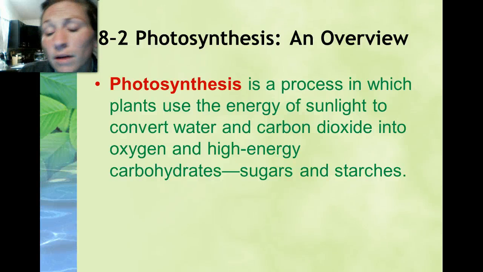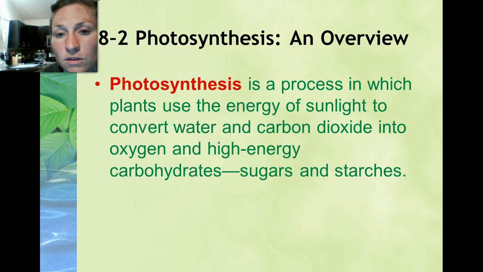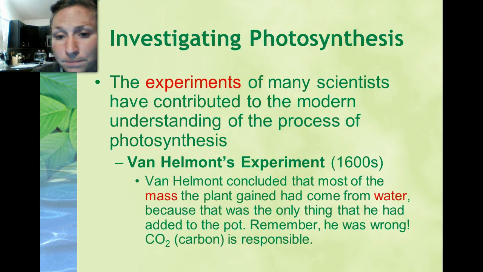Hey guys, we're going to continue our conversation over photosynthesis, and I'm going to go straight into what the definition of it actually is. It is a process in which plants use the energy of sunlight to convert water and carbon dioxide into oxygen and high-energy carbohydrates, or more commonly we know them as sugar and starches. Now, if we take a good look at the name photosynthesis, photo usually has something in reference to light, and synthesis usually means to create. So photosynthesis, plants are creating energy from light.